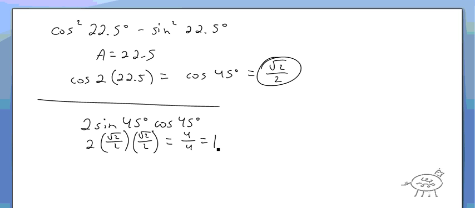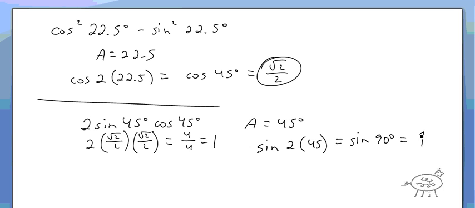But let's actually convert it into our double angle for sine. Again, you ask, what is the value of A? A is 45 degrees. That means it's sine of 2 times 45, the double angle for sine, so it's sine of 90, which is just equal to 1. Okay, so that's another example.